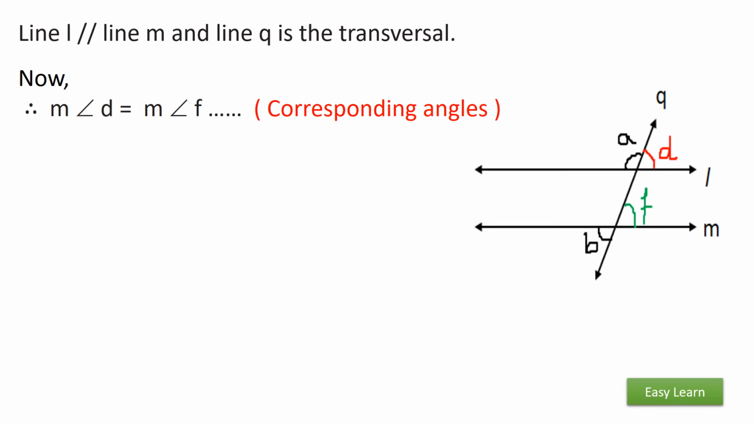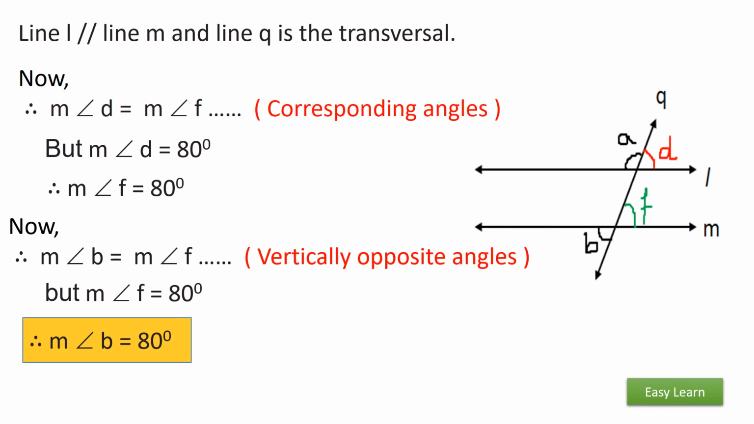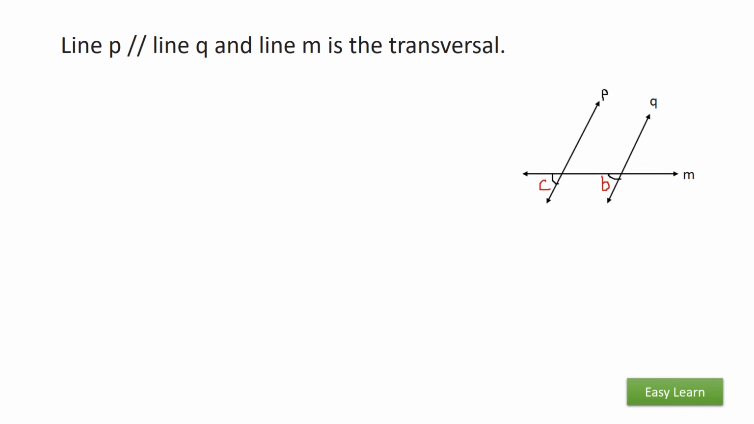Therefore, measure of angle D is equal to measure of angle F, corresponding angles. But measure of angle D is equal to 80 degrees. Therefore, measure of angle F is also 80 degrees. Now, measure of angle B is equal to measure of angle F, vertically opposite angles. But measure of angle F is equal to 80 degrees. Therefore, measure of angle B is also 80 degrees.